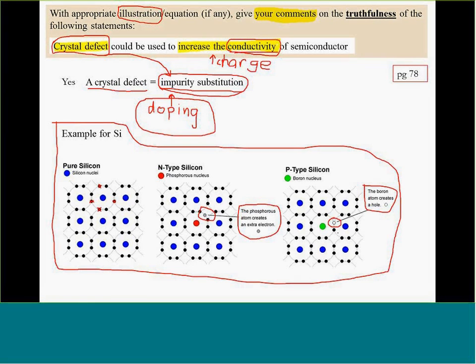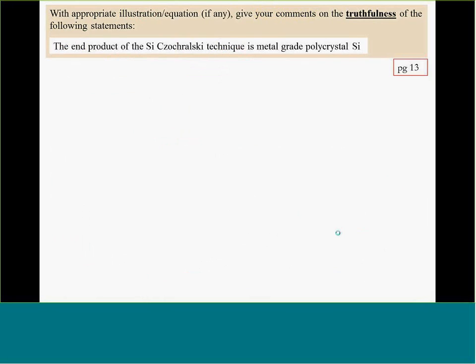So let's see how you are going to answer the next question. Now the next question is: the end product of the Czochralski technique is metal grade polysilicon. So you see now the words that you need to highlight are the end product of the CZ technique, is metal grade, and the other word is polycrystal. So, how are you going to answer this kind of question?